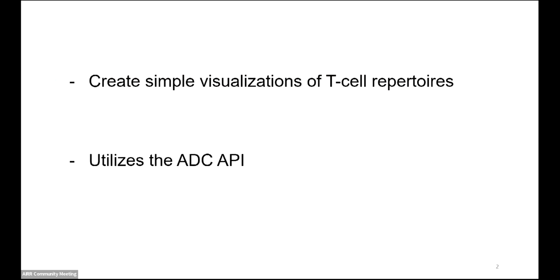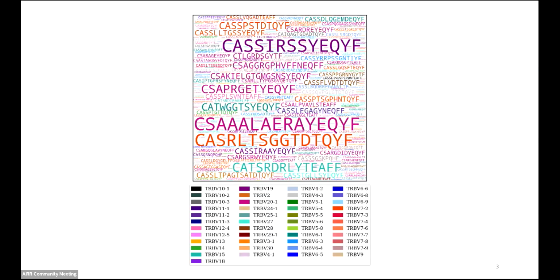So the tool right now has 3 functions that we can use. The first one is to create this word cloud based on the CDR3s that are in your rearrangements file. Each color represents the V gene that codes for the CDR3, and the size of the letters is the relative frequency of the CDR3s in your sample.